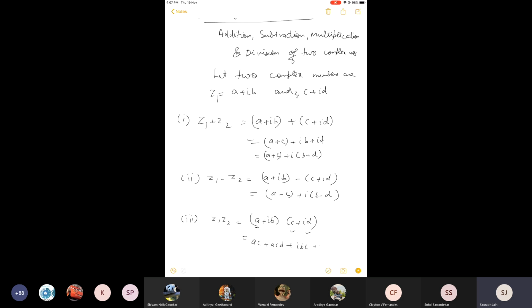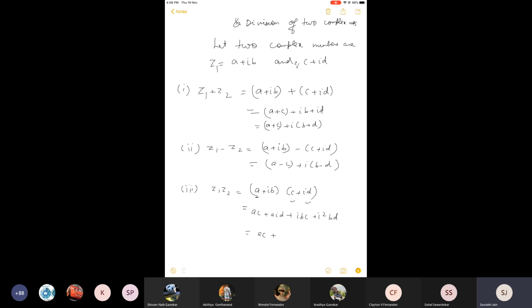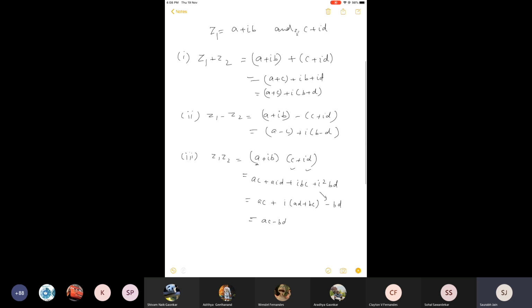Now if you know some result, you can use it here. From these two you can take iota common, and iota square is -1, if you remember what I told you in the last class. This comes out to be ac minus bd plus iota ad plus bc. So what do you observe? We observe that whenever we add, subtract or multiply two complex numbers, we are actually getting a third complex number. Only a single complex number.